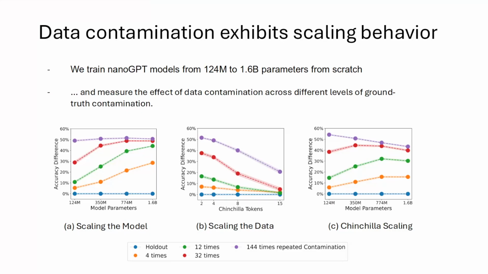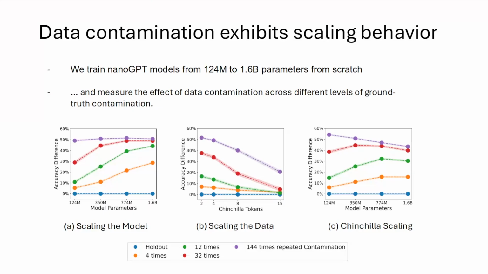For example, if we look here on this plot on the left-hand side, I consider this ceteris paribus: I keep everything else constant and scale one dimension. The first plot depicts the effect of scaling the number of model parameters, keeping the size of the training data constant. For example, for this small model with 124 million parameters, if we repeat the benchmark questions 12 times in the training data, then we get an accuracy increase.